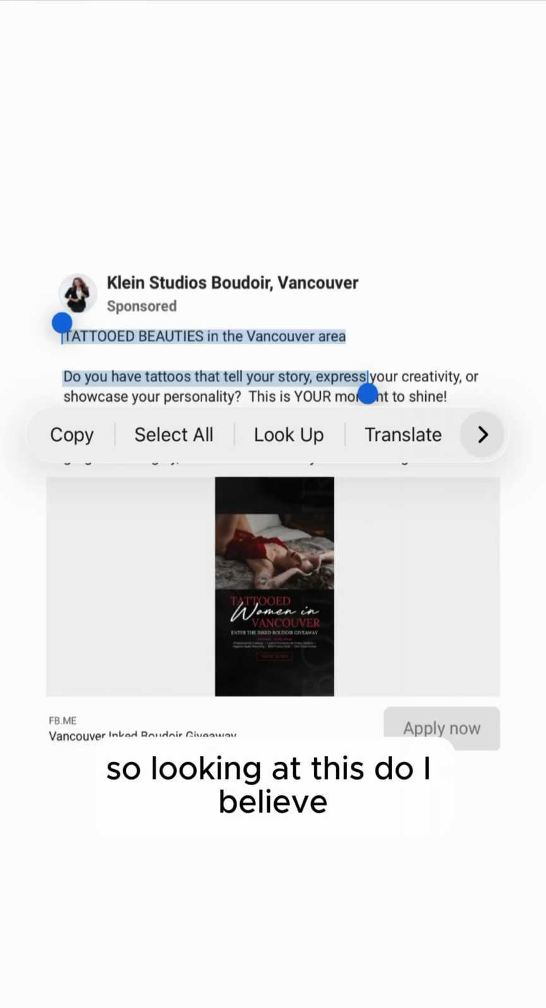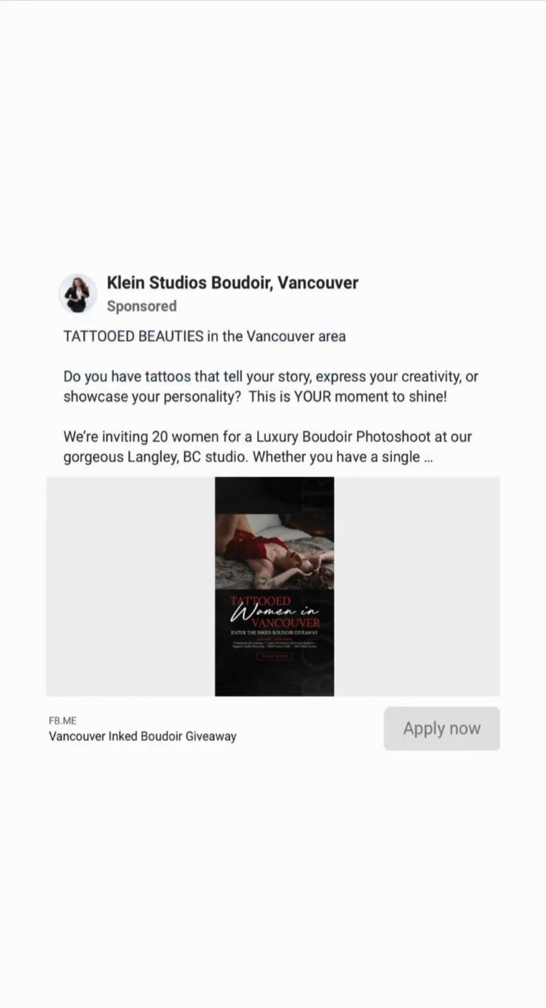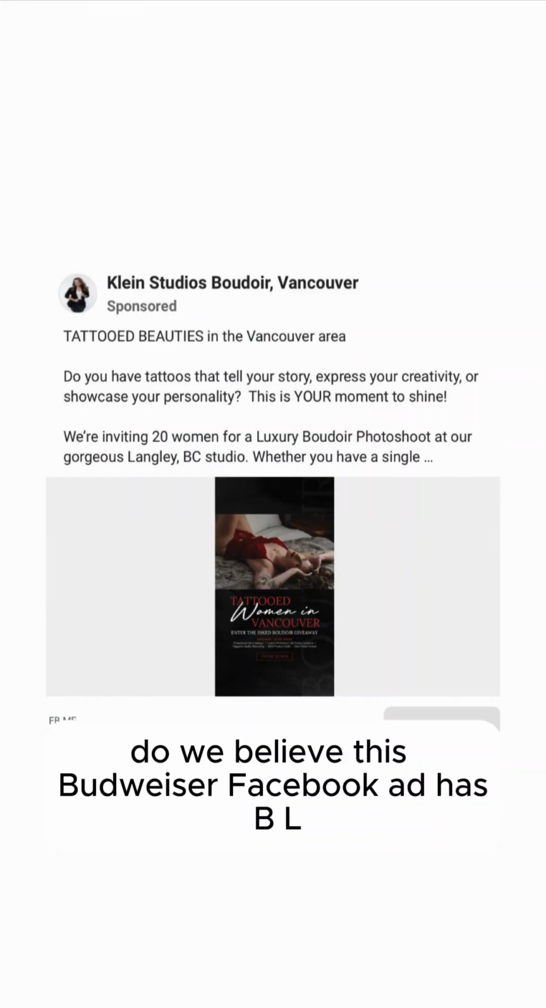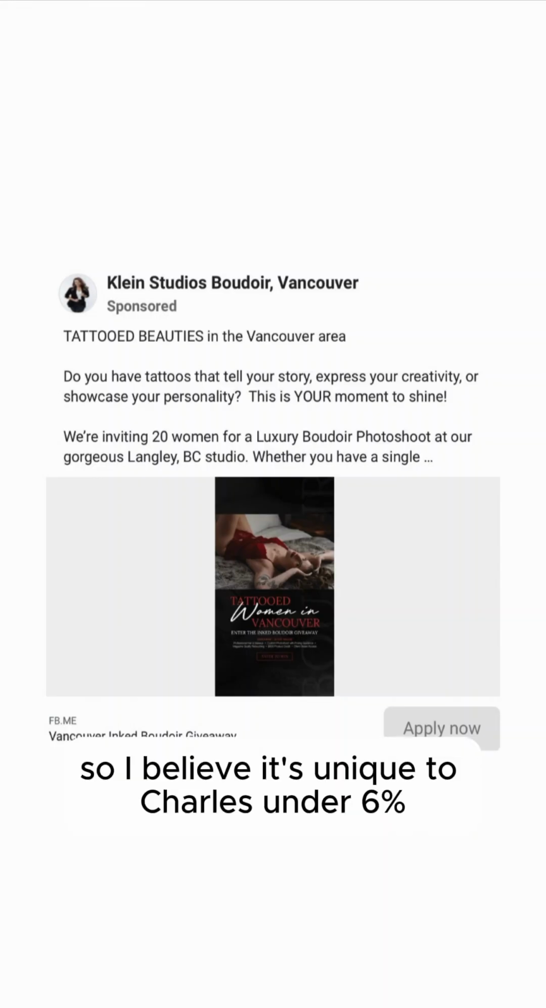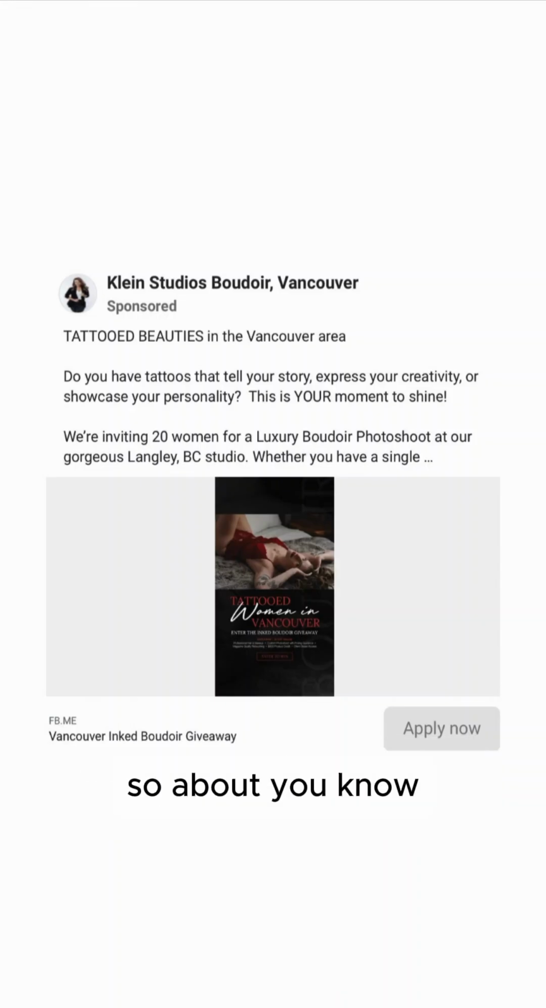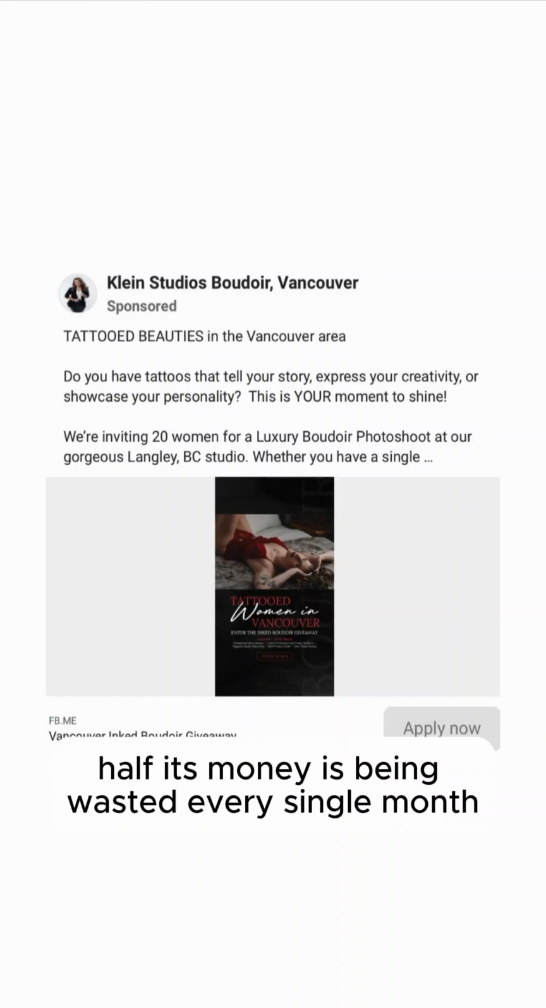So looking at this, do we believe this Boudoir Facebook ad has BLCS, aka Boudoir low click syndrome? Yes, I do. So I believe its unique CTR is under 6%. So about, approximately half its money is being wasted every single month.